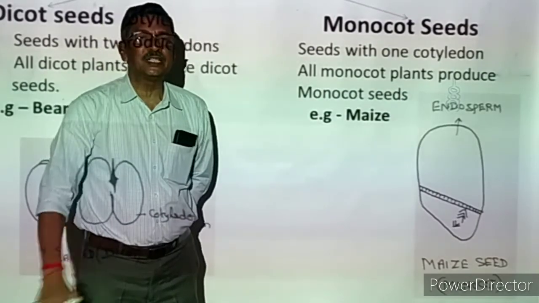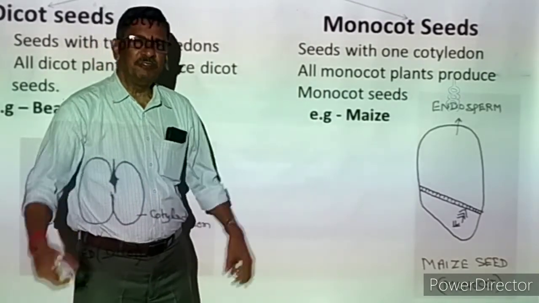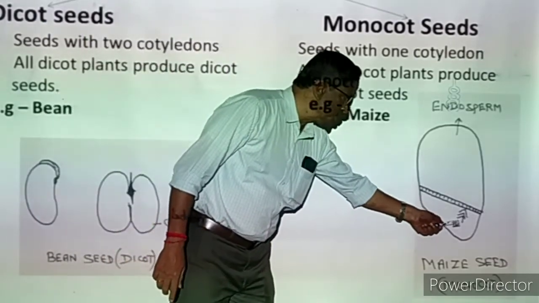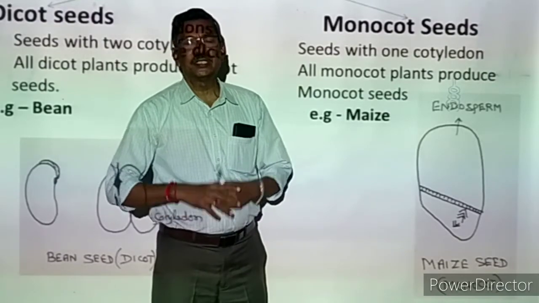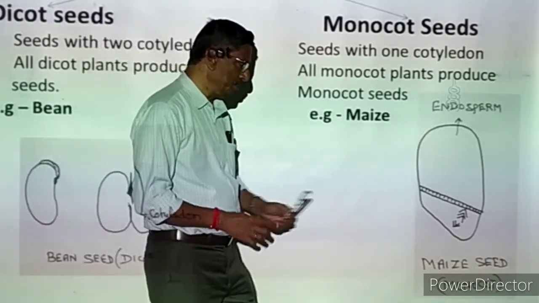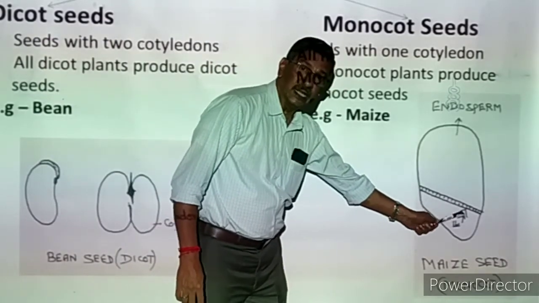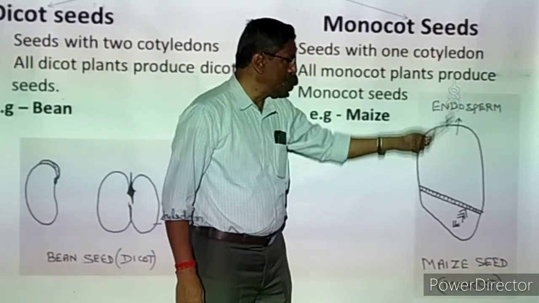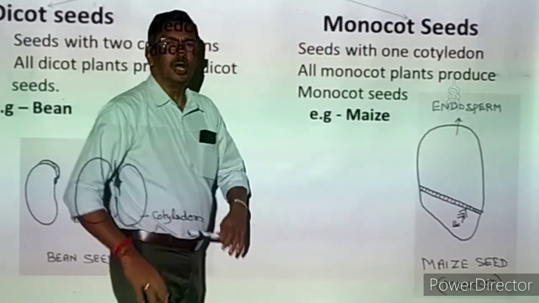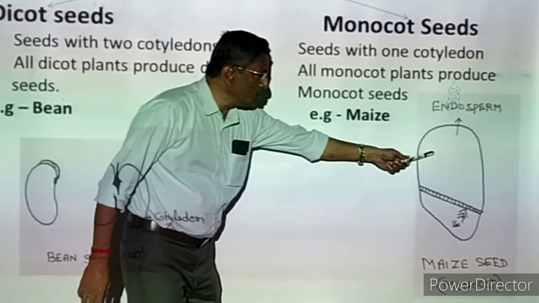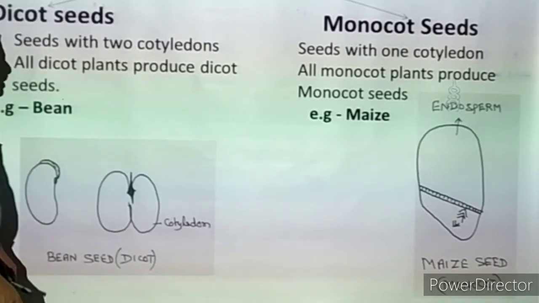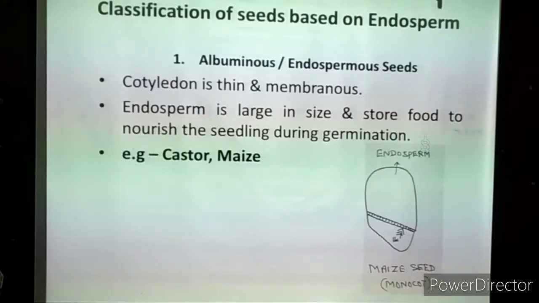One cotyledon is not storing any food. Even if it is storing food, it is a negligible quantity. This amount of food stored in the cotyledon is not sufficient to supply food for the successful development of the embryo. Single cotyledon is there, so it is called a monocot seed, but it is not storing any food. Endosperm is storing food in large quantity. That amount of food is enough for the germination of the seed. That is monocot seed. Example, maize.